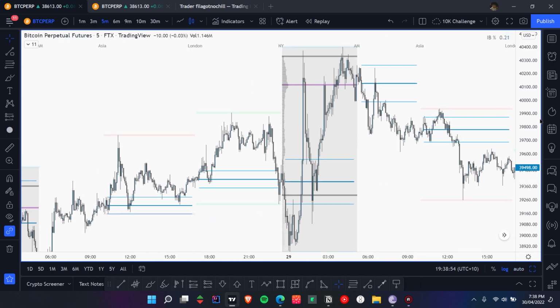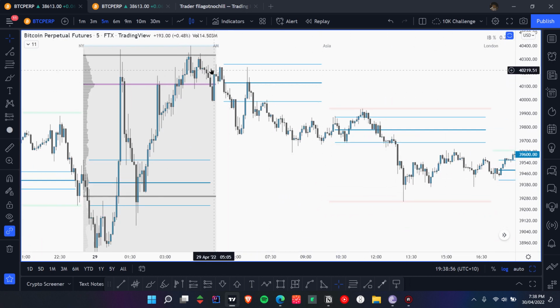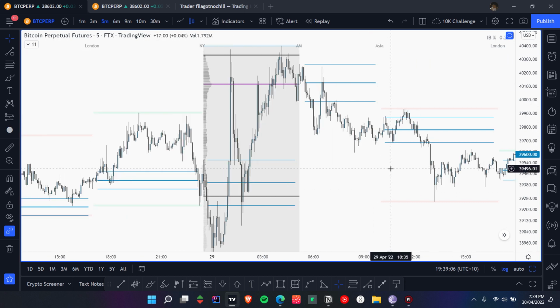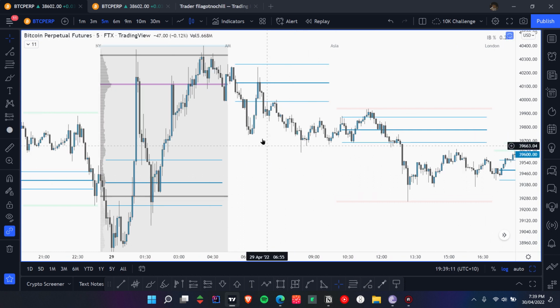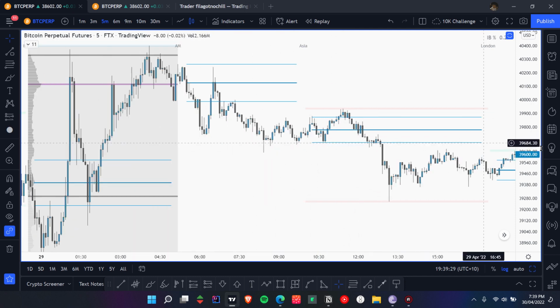Okay, look at this. Price started from the value area high and went all the way down to value area low. Why is this happening? You can see that this is where price broke a structure. The next trade should not be taken from here. The next trade should be taken during the Asia session, and you start taking the next trade right around this region.